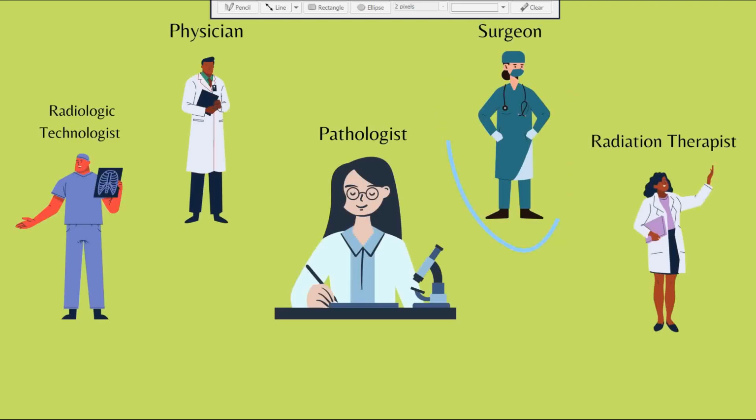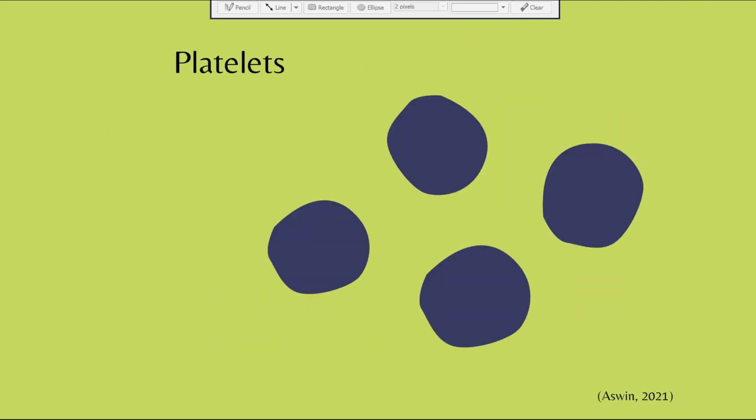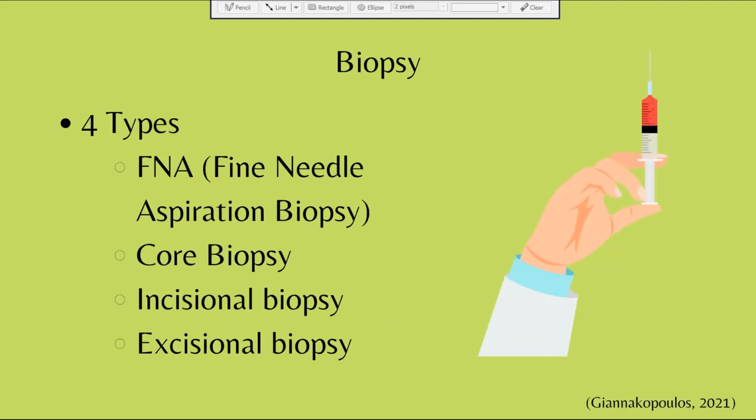However, before we can get a biopsy, you'll need to undergo some tests first. We want to make sure the patient won't bleed after the biopsy is performed. The cells that are responsible for clotting blood and stopping bleeding are platelets. For platelet count, we need to order a CBC or complete blood count, and for the rate of blood clotting, we would order an INR or a PTT. Once that report comes back as okay to proceed, you will undergo a biopsy.